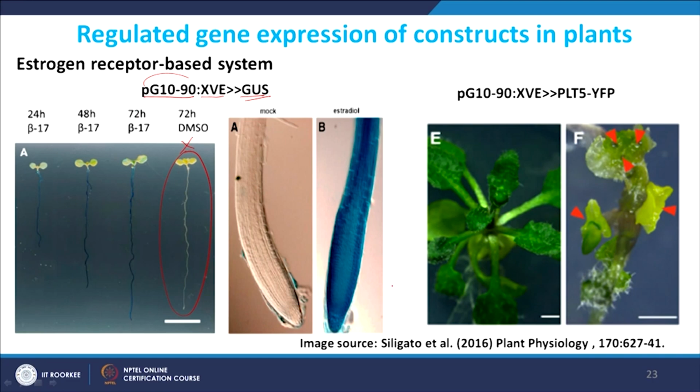This is the enlarged view of the root. You can see under mock treated condition there is no expression, but when you induce with estradiol there is very high expression. You can see here the functional significance. XVE has been cloned under the G1090 promoter, and PLETHORA5, which is one of the AP2 domain containing transcription factors in Arabidopsis, has been cloned downstream of the LexA binding site. When you do not induce, your plant is normal, but when you induce with estradiol, you can see a lot of developmental defects, which are a consequence of overexpression of PLETHORA5.